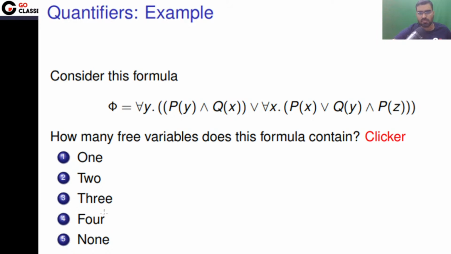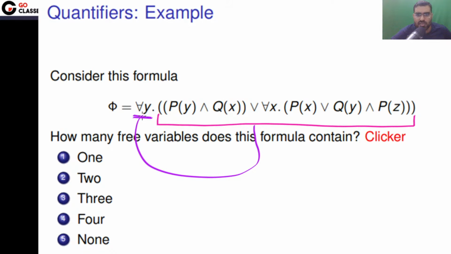So let's see this. In this question, how many free variables are there? Please understand that for this open parenthesis, this is the closed parenthesis. For this open parenthesis, this is the closed parenthesis. So I can say this is the scope, right? Correct? Can I say this is the scope?